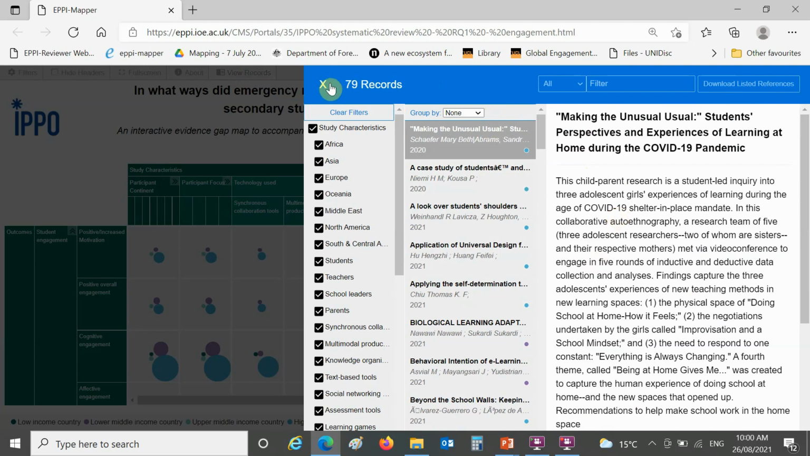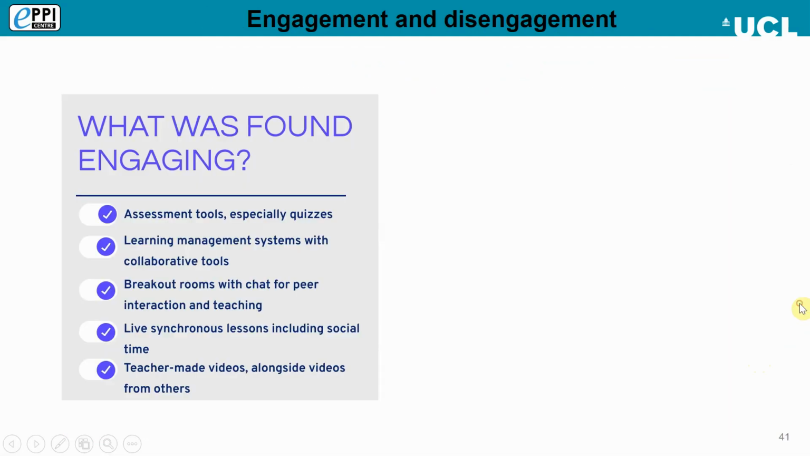onto your device. Okay, in terms of what was found particularly engaging, assessment tools in particular were found quite engaging, and especially the use of quizzes being embedded. And there were instances of those quizzes being embedded at the beginning of lessons to just double check understanding that was done for students during their homework time. But also at the end, of course, just to see whether students had managed to pick up on the concepts that were being discussed during live lessons.